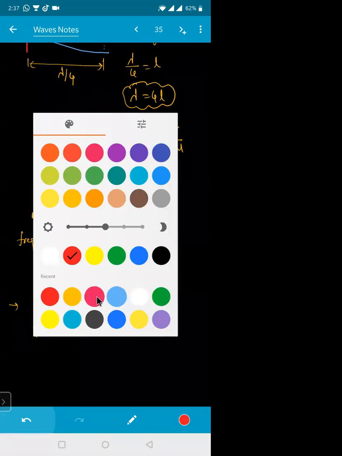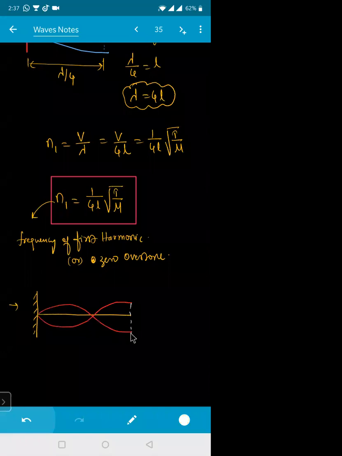This is like this. This will be your anti-node. This will be your node. This will be your anti-node. This will be your node. Total length will be equal to how much, beta?